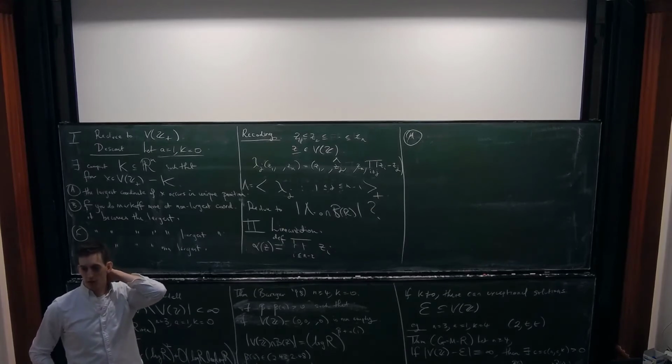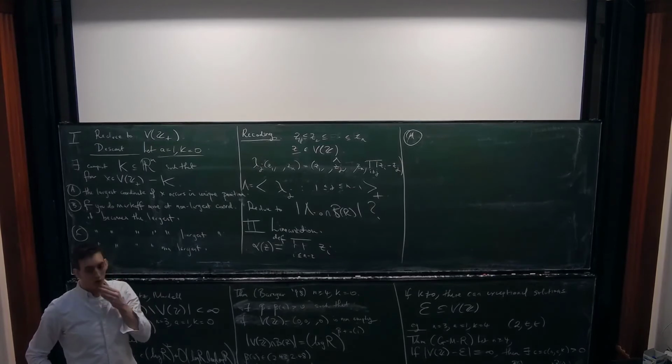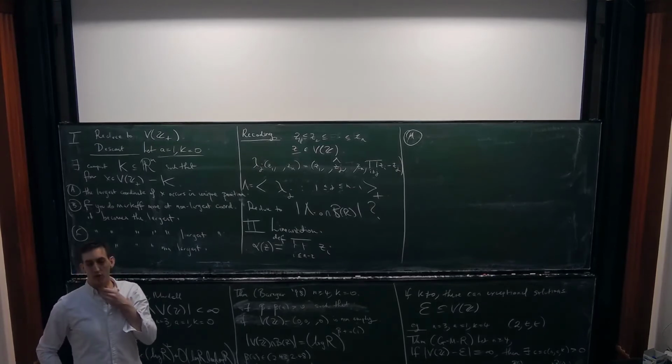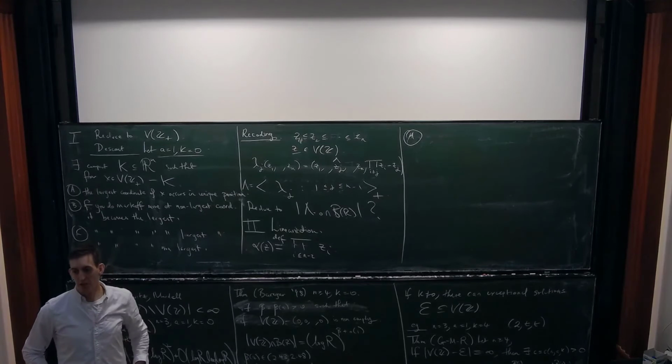Just when you say trees, are you saying that lambda is a free semigroup? Lambda is a free semigroup of polynomial maps, yeah. And it acts freely outside the compact set. That's all.